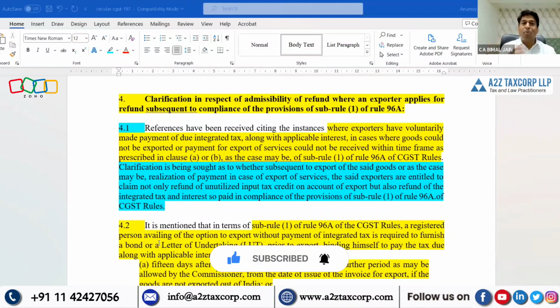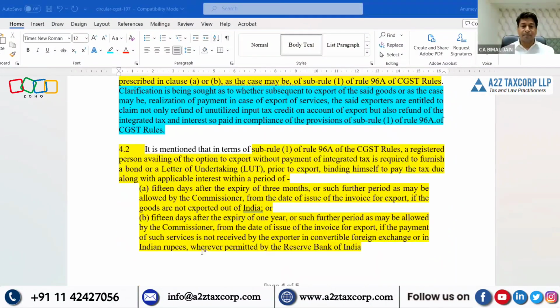So can I really go back for refund of IGST paid? And interest also is my demand. Let's see later whether clarified or not. If I have not paid IGST, let's assume, then of course the refund of ITC route should be open to me. This is what we need to look at, what clarity is given in this particular circular.